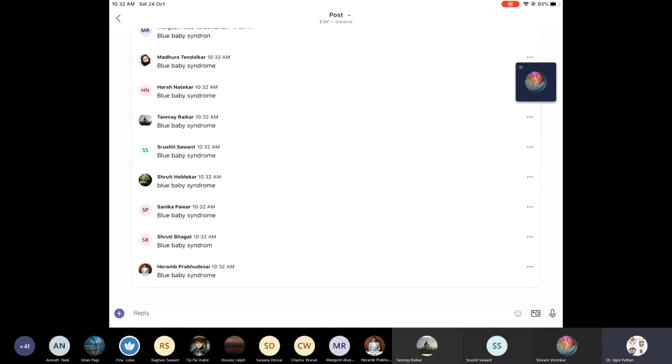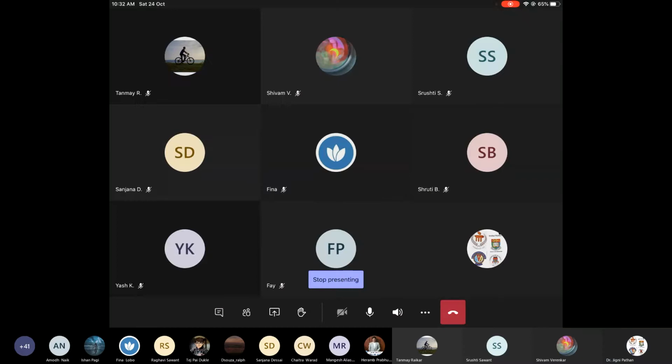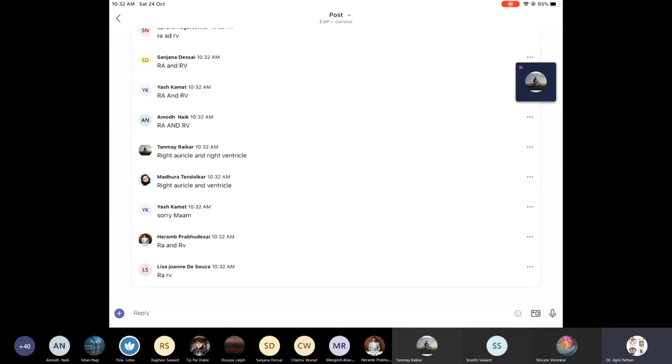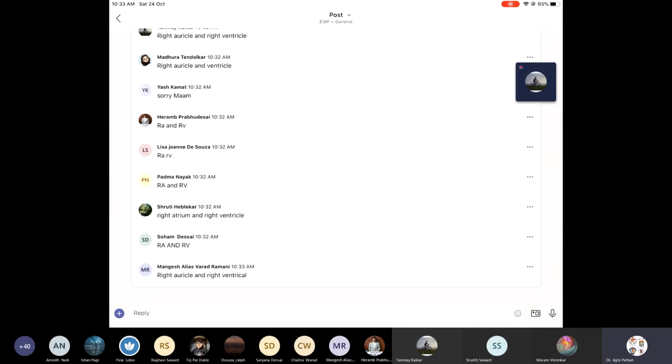The tricuspid valve is present between what? Tricuspid. Very good, Supra. It is present between the right auricle and right ventricle on the right side, and the bicuspid is present on the left side. See this, there should be no confusion. These are very important questions.